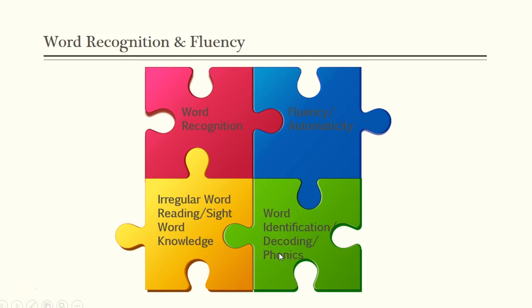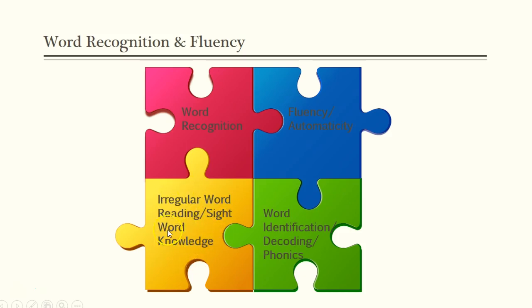They're having to utilize at least one strategy, if not more, to figure out the word. But the more automatically they're able to do this, that lends itself into word recognition, which then helps your fluency and automaticity. The quicker you can identify and recall words, the more fluent you are going to sound, the more automaticity you have. And another key component is the reading of irregular words and your sight word knowledge.